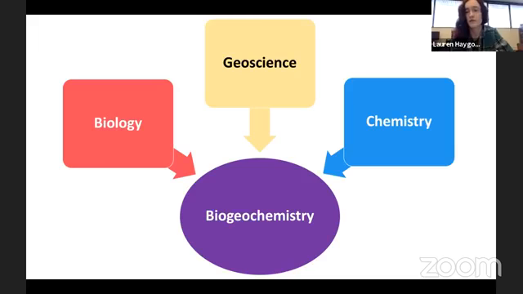That can include things like metal cycling and how metals move in the environment, and also microbial reactions. So if you've heard about bacteria, it's how those relate to the environment and things like that.